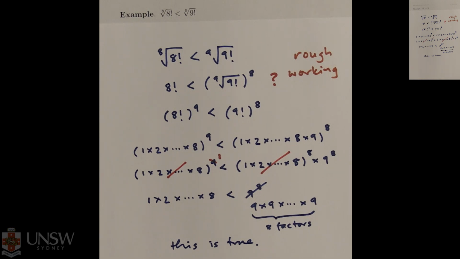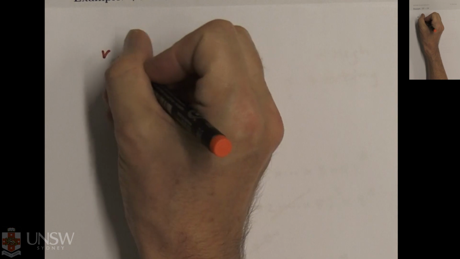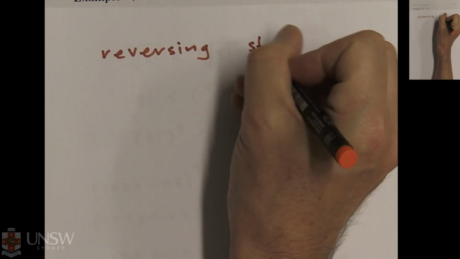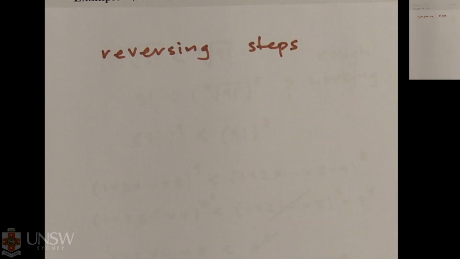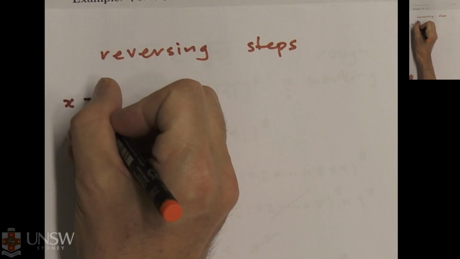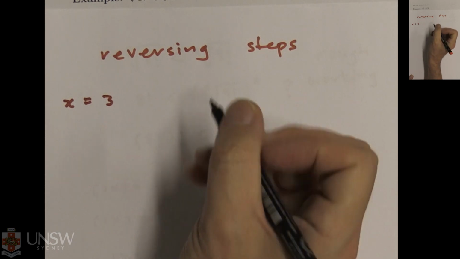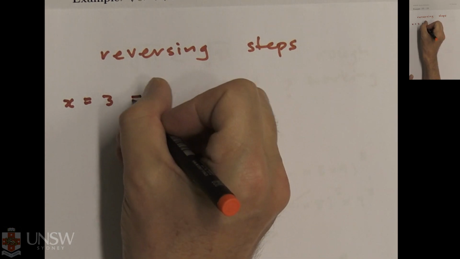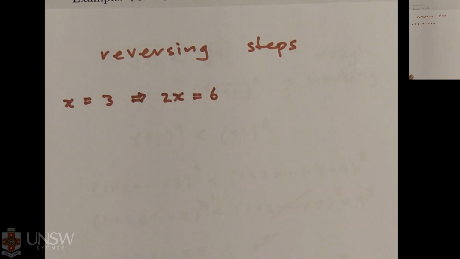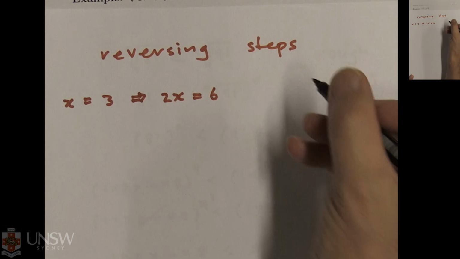Let's digress for a minute and let's ask about reversing steps in a proof. Can you just reverse any old step? Well, let's take some examples. For a start, suppose you say x equals 3. This is in your rough working. And you conclude from that that 2x equals 6. Okay, I've multiplied both sides by 2.